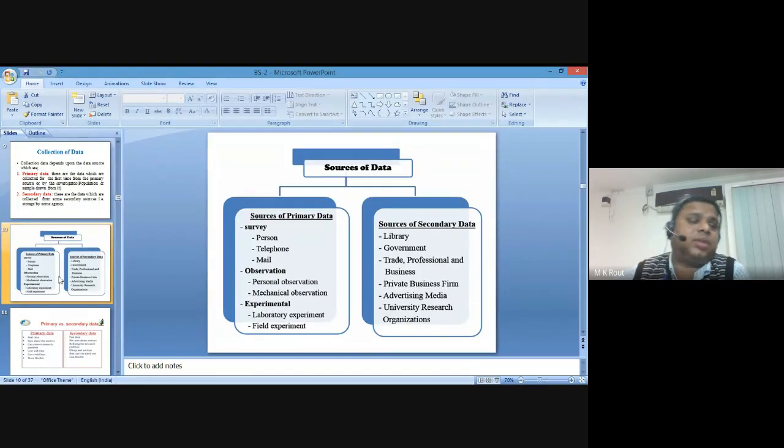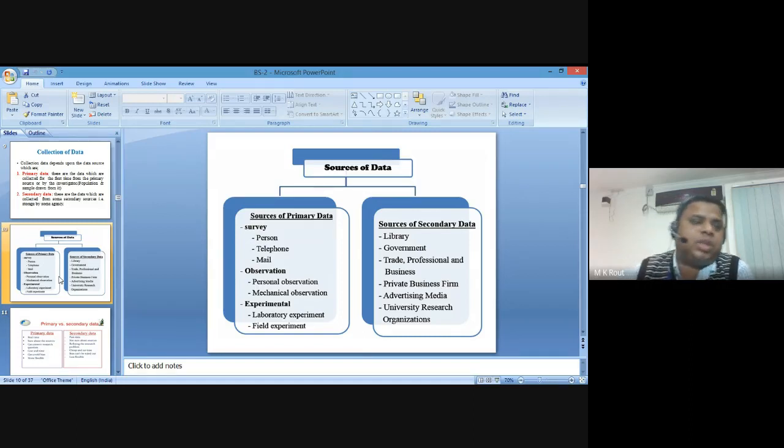The next is observation. In case of observation, that is personal observation. As I told you, if I assign you to count the number of chairs and tables inside a particular class, a person directly stands inside a particular room and calculates how many benches and how many chairs are there. They can easily be observed and noted in the form of numbers or digits.